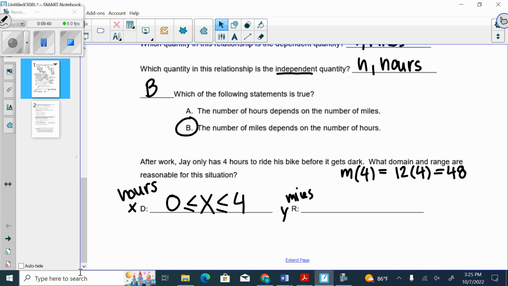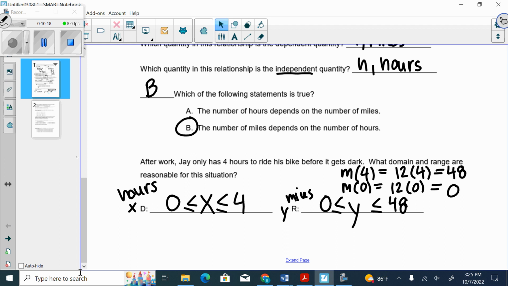And we said the least he could possibly ride for was how long? 0. So if it's 0, then I would have 12 times 0, which is 0. So what's my smallest answer that we got? 0. And what's the biggest answer that we got? Good. And then I just go put my y in the middle and my inequalities on either side. Again, he could actually ride 0 miles, so I want to put the equal to, and he could actually ride the whole 48, so I'm going to put the equal to there as well.